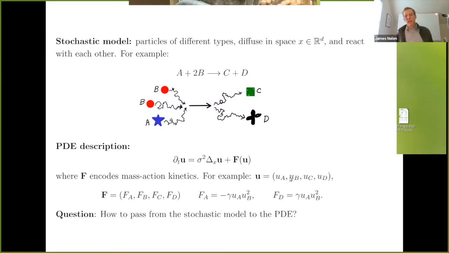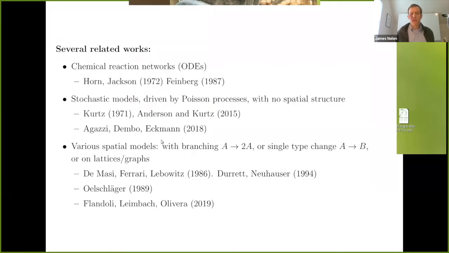So the basic question is, how do we pass from stochastic model to the PDE? And can we do so in a quantitative way to understand how these two models may differ? So before I explain the setup more precisely, let me give some context and say something about related works.